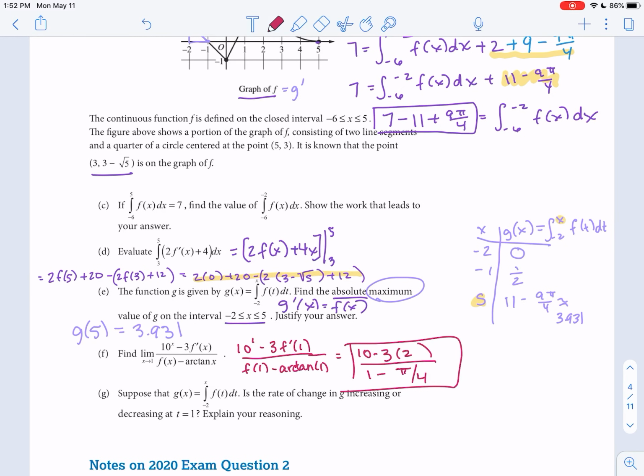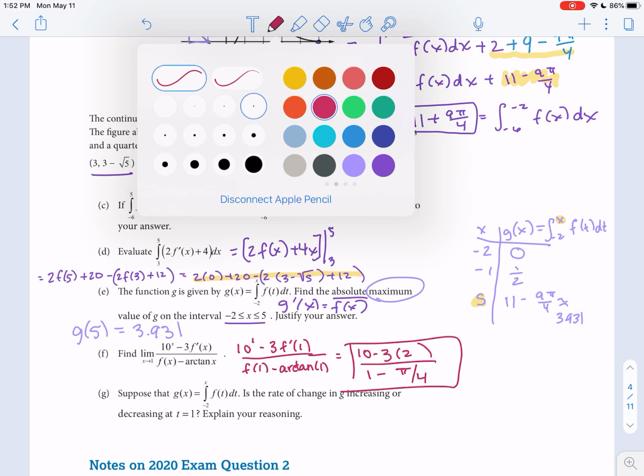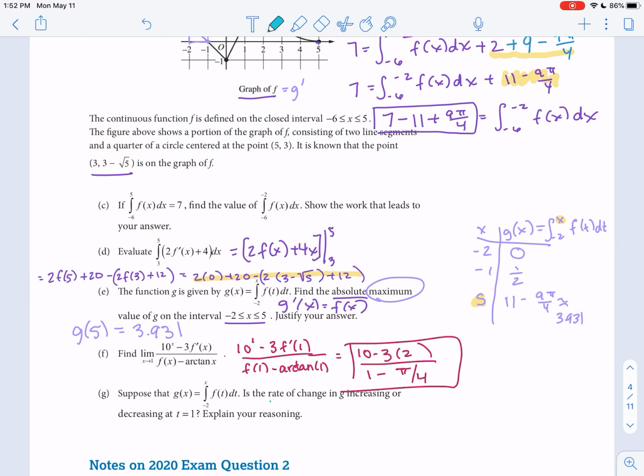All right, part G. Suppose that g of x is equal to this integral again. Is the rate of change in g increasing or decreasing at t equals 1? Explain. First of all, it says the rate of change in g. Well, the rate of change in g is g prime. So another way to ask this is, is g prime increasing or decreasing at t equals 1?